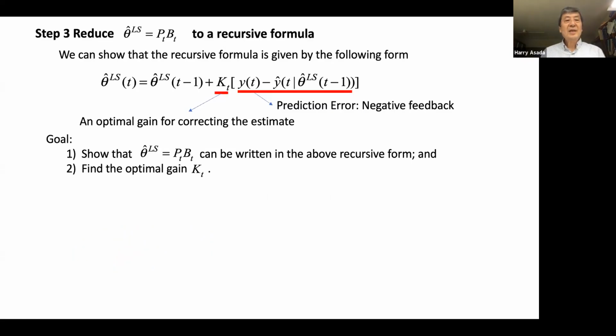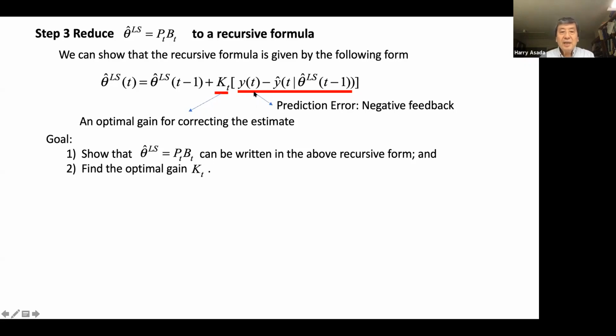So the final step that we need to do is that we'd like to find the optimum one. This should be written in a recursive form like this. This is something we originally considered. But in here, more specifically, we'd like to consider this particular form.